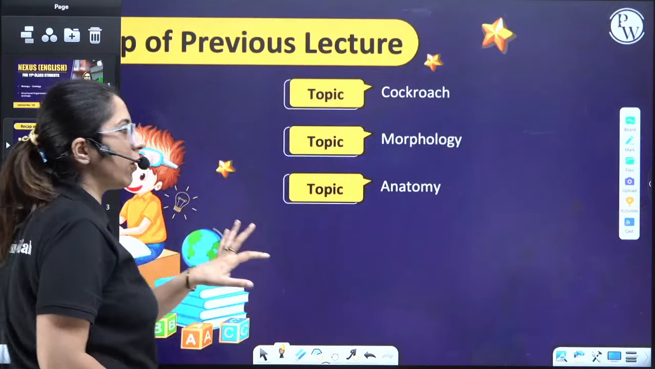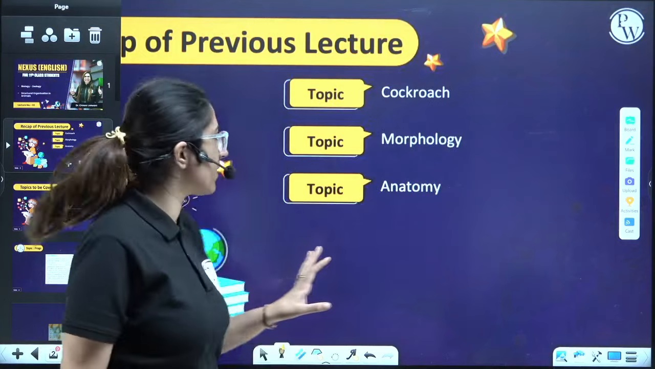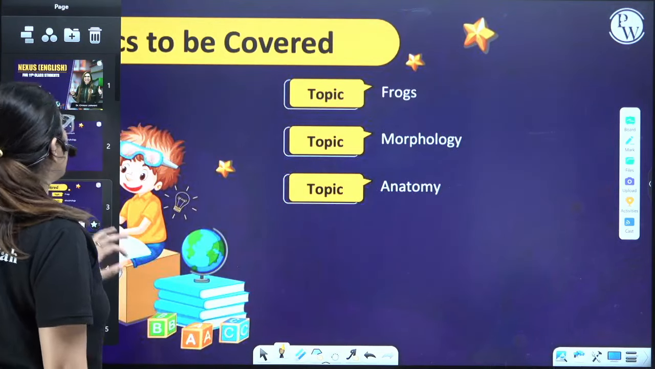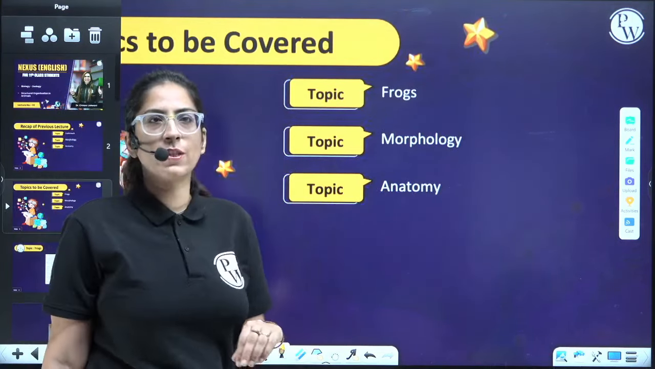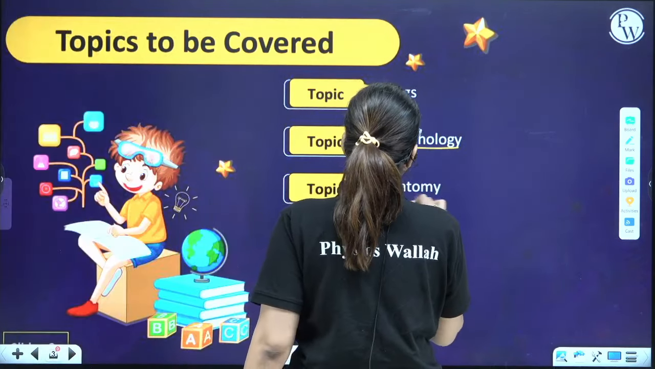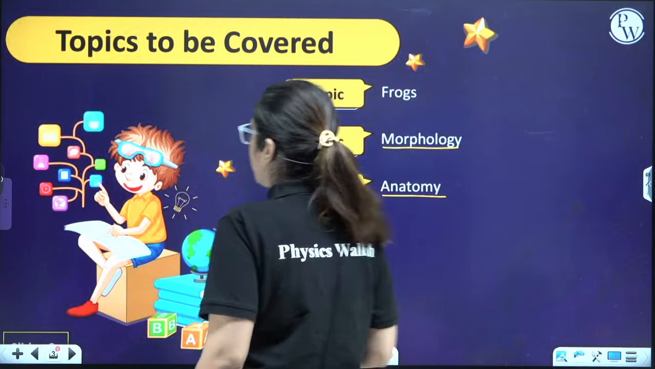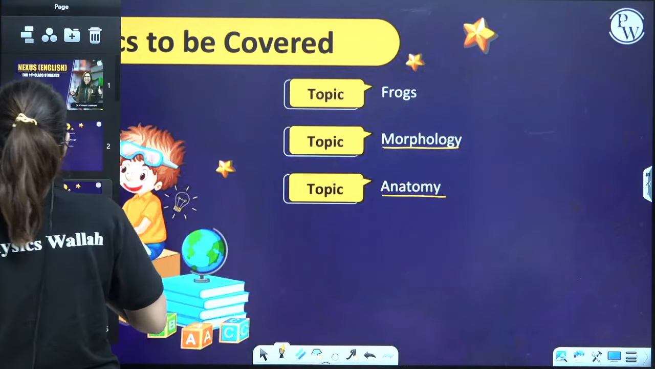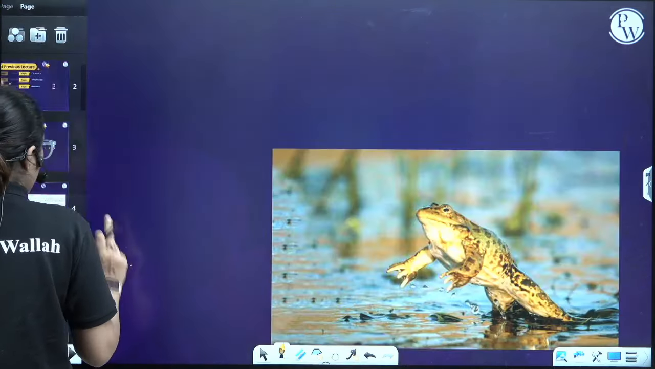So cockroach we have already done. Hope you have seen that session also, morphology and anatomy. Here today we will be dealing with the frogs, and basically their morphology and anatomy. Both the things we have to deal with as per your syllabus. Now let's start.